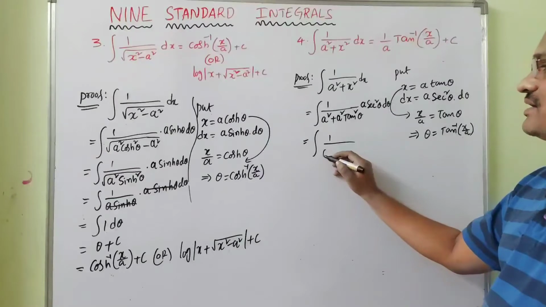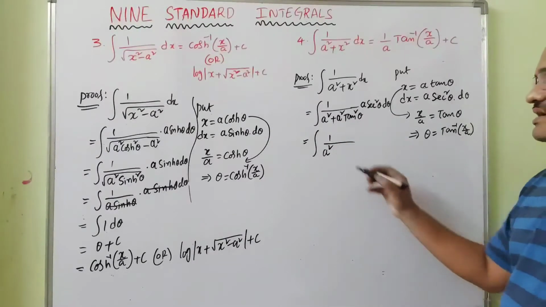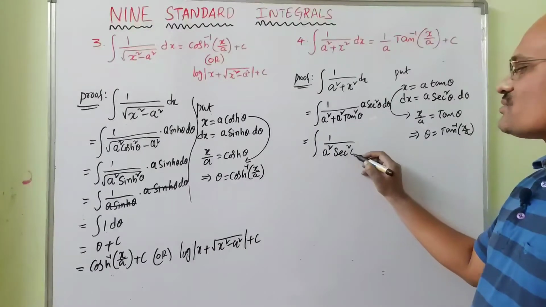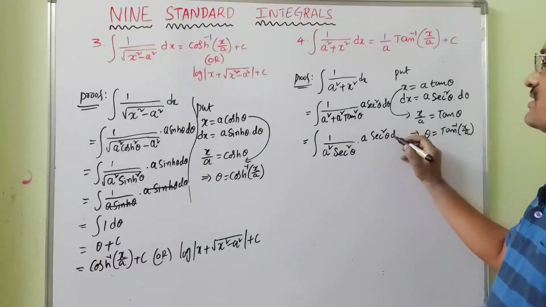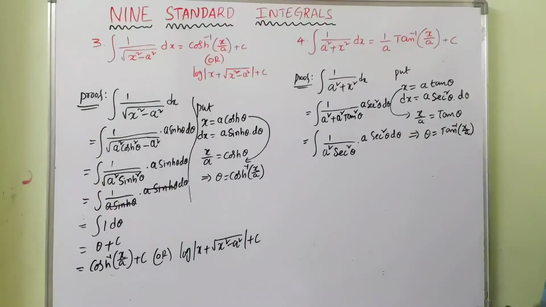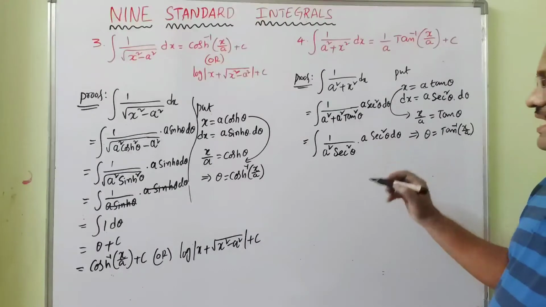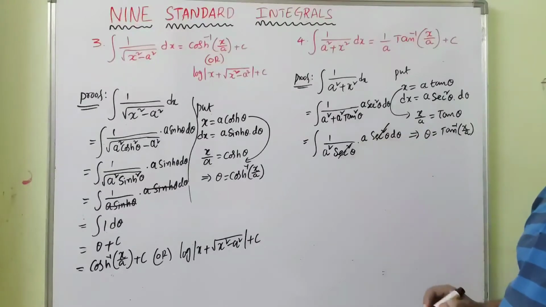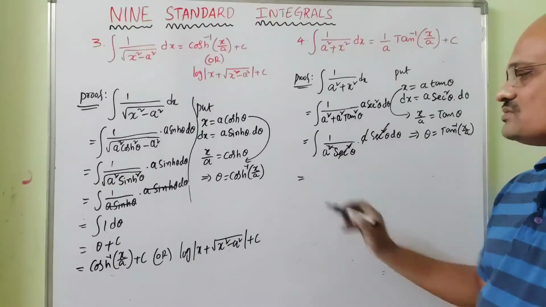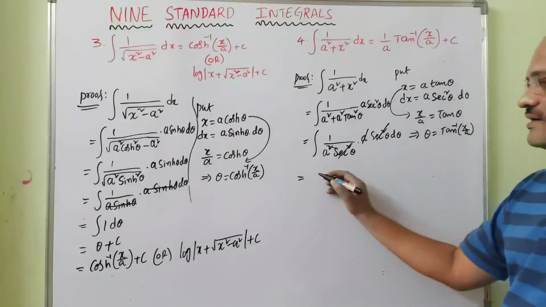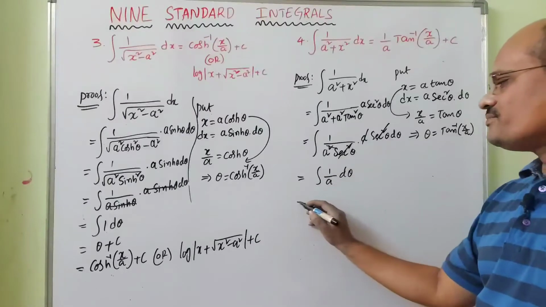In the denominator, a square is common. If you take a square common, you will get 1 plus tan square theta, that is nothing but secant square theta. This is a secant square theta d theta. Now here look what happens. Secant square theta gets cancelled. Here we have a square and this is a. One a gets cancelled. So the remaining thing is 1 by a d theta. Integral of 1 by a d theta.